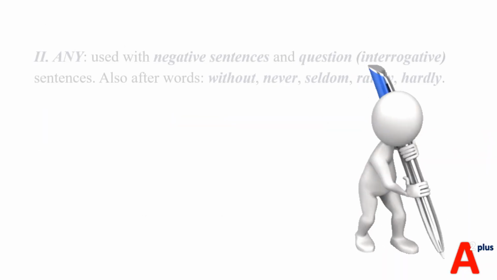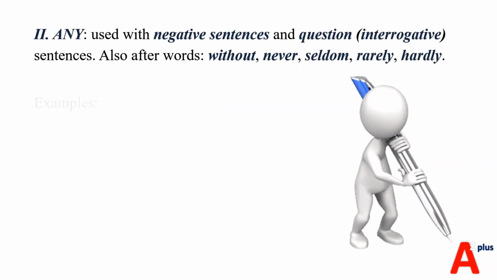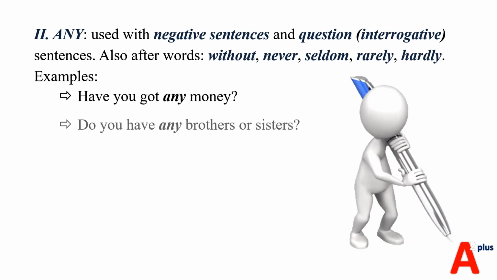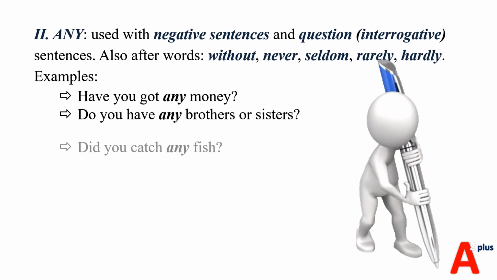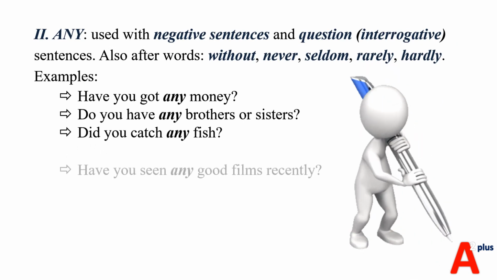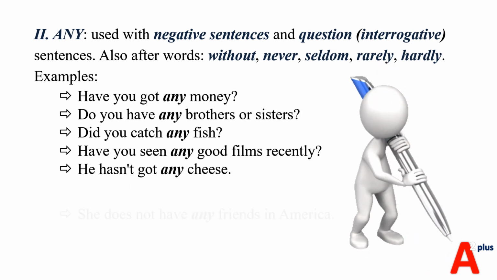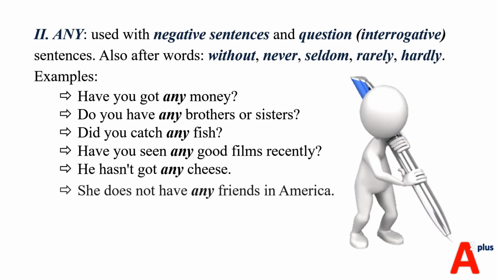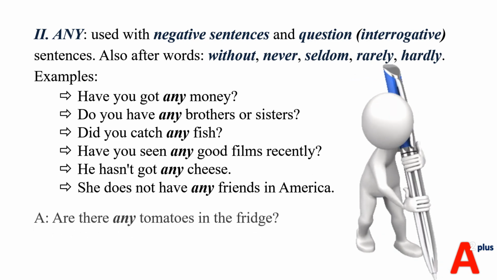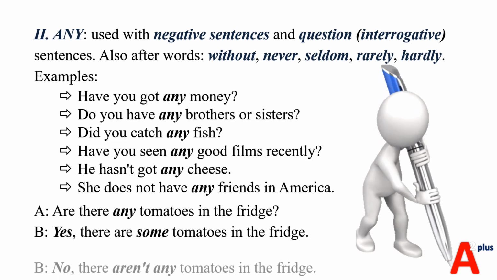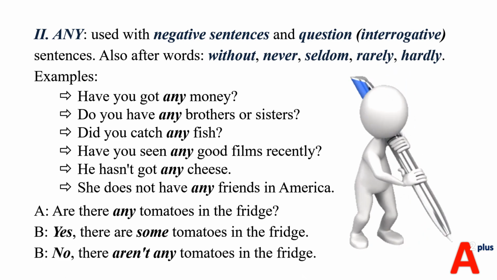Let's see examples. Have you got any money? Do you have any brother or sister? Did you catch any fish? Have you seen any good movies recently? These are questions. Let's see negative sentences.